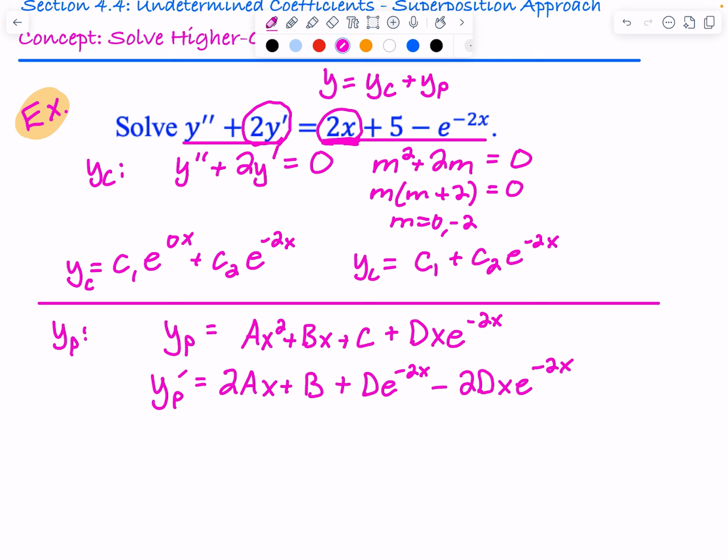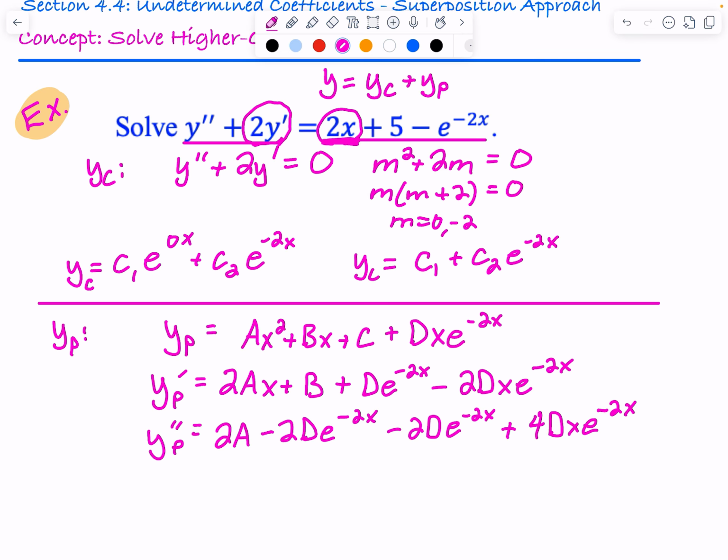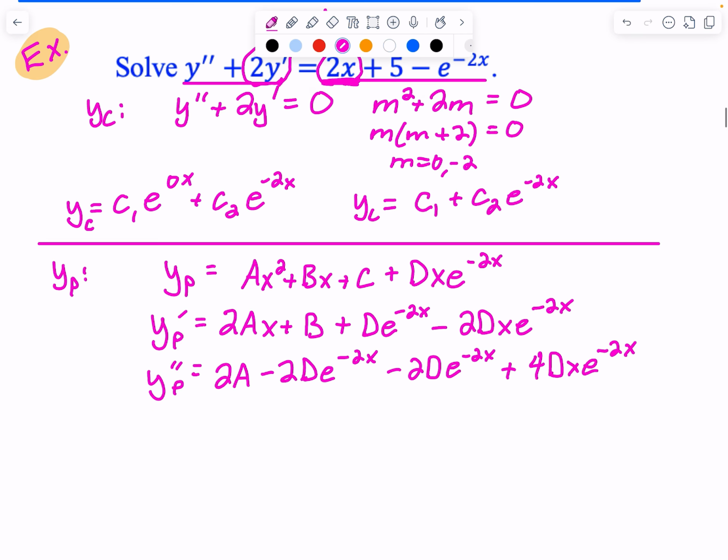To make my life a little easier, let's see, I didn't really do it in my notes. No, we can just keep going. Okay, y double prime of p is going to be 2a. The b's gone. Then I get -2d e to the -2x. That's the chain rule for that one. And then now I have another product rule. So the x goes away. And then the next one, I'm just going to introduce a 2, keep the x, and that was the derivative of the e part. All right, so there's the double.